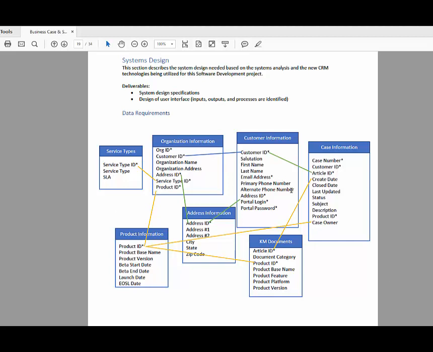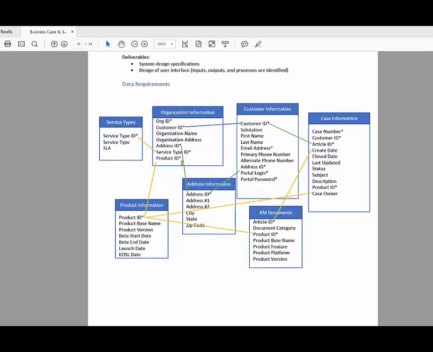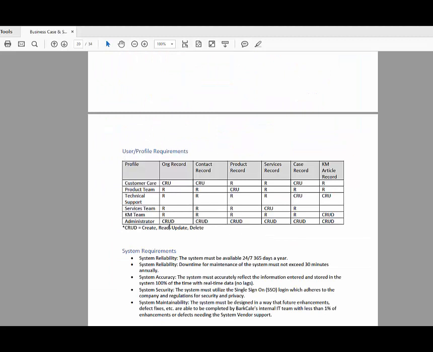This information gave a high-level view to our IT developers to ensure that we had the correct data being stored and the correct data being linked together. We did dive into this in more detail for each sprint. We also did user profile requirements.